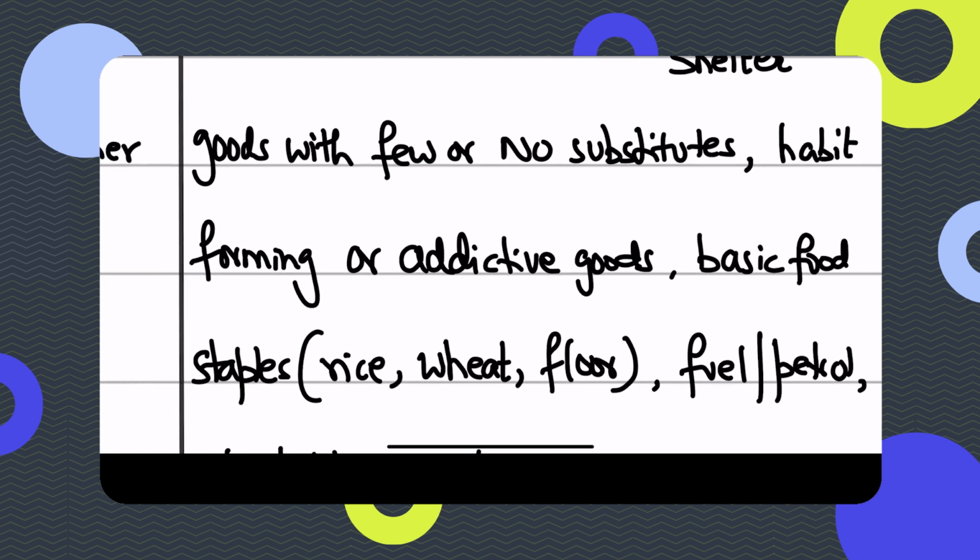Or goods that are habit forming or addictive, like cigarettes and alcohol, or different types of drugs that people consume. They're habit forming and addictive. So even if their prices go up, consumers are less sensitive to that price increase because they're so addictive. Or maybe basic food staples, like rice, wheat, and flour. They're called basic food staples, and they're less responsive to price change. If the price of rice goes up, the quantity demanded might fall. Obviously, it will fall, but not as much. In fact, it will fall insignificantly, right?